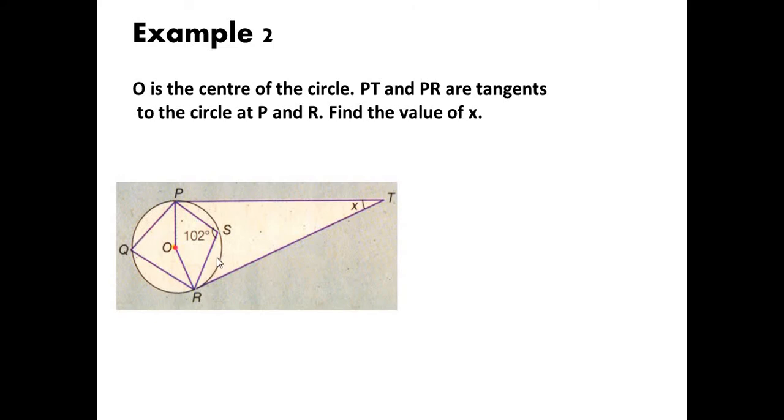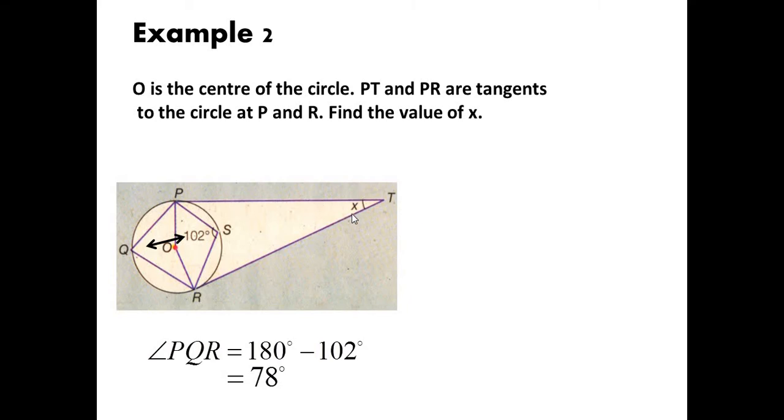What is PQRS? You can see here, it is a cyclic quadrilateral, right? So, the opposite angles in a cyclic quadrilateral add up to 180. So, find out the angle PQR first. Okay, so your PQR is equal to 78 degrees.